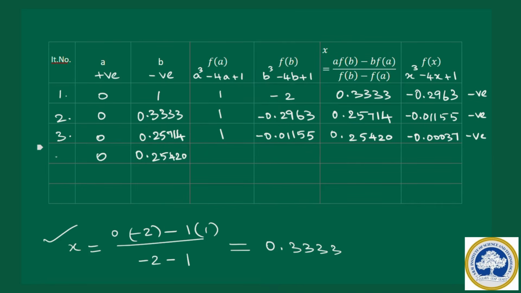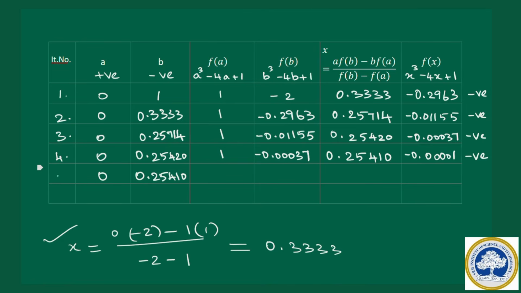A remains the same for the fourth iteration. So f of a will be the same, f of b will be this value. So this you can put it over here. Now for this f of b, you have to calculate here. So this will give you the answer as 0.25410. So again here the function value will be minus 0.00001. So again this is negative. So this b should be replaced by the new value.